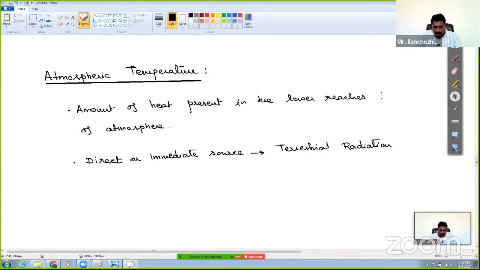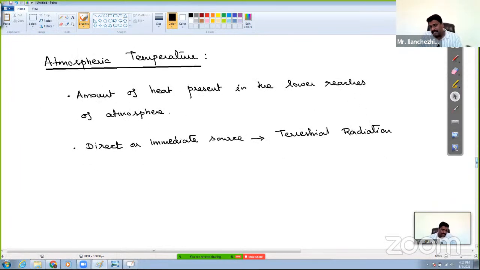Somewhere I said the amount of heat present in the lower reaches of the atmosphere is called atmospheric temperature. And I've also told you that the direct or immediate source of this atmospheric temperature is terrestrial radiation. The Sun's rays are only an indirect source, my friend.